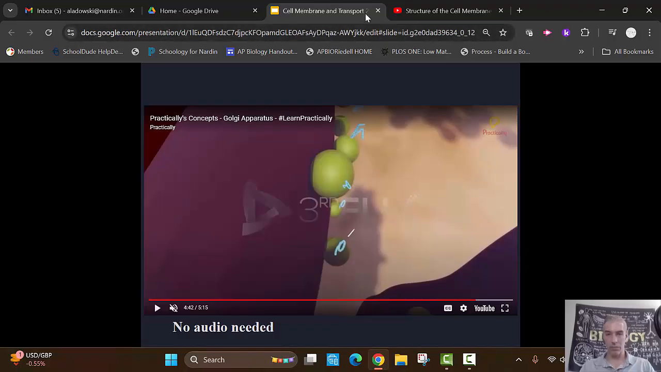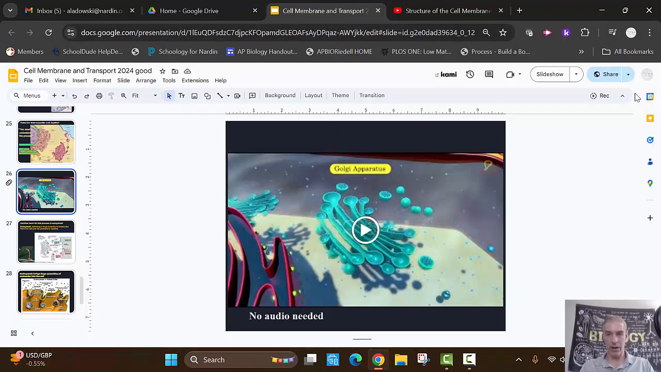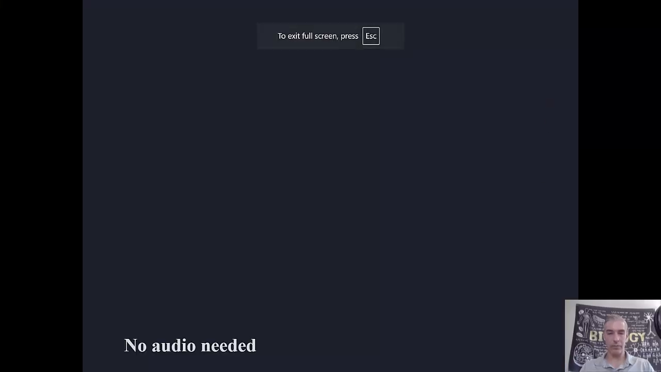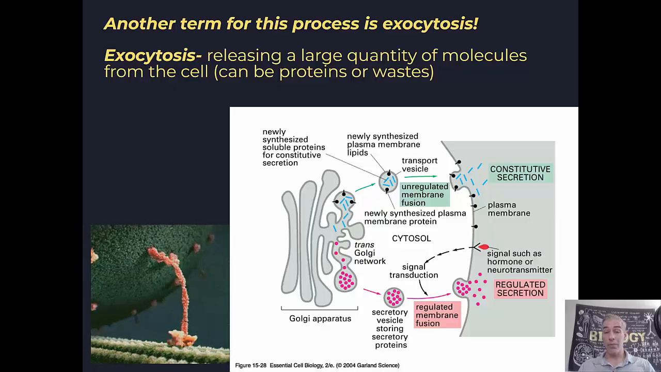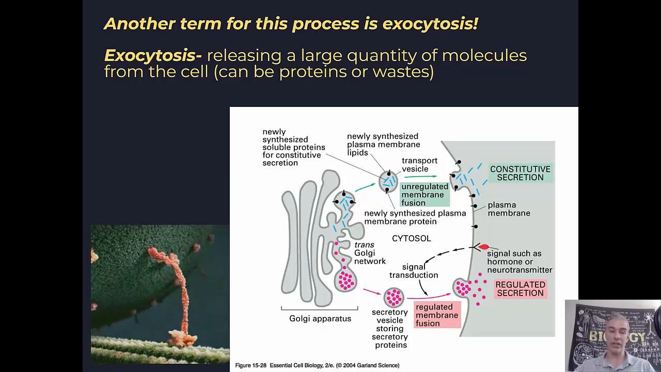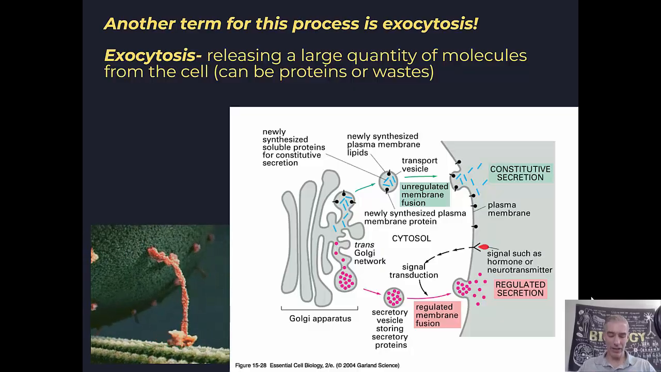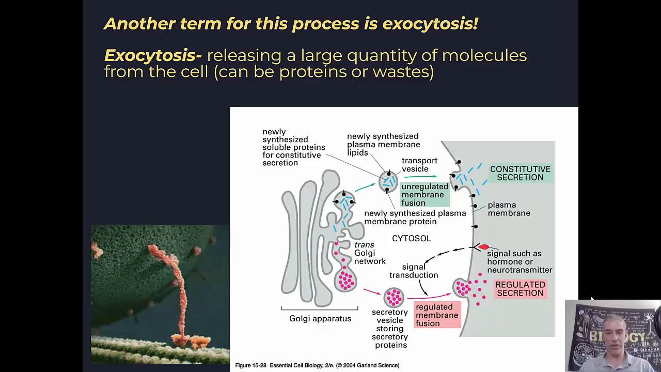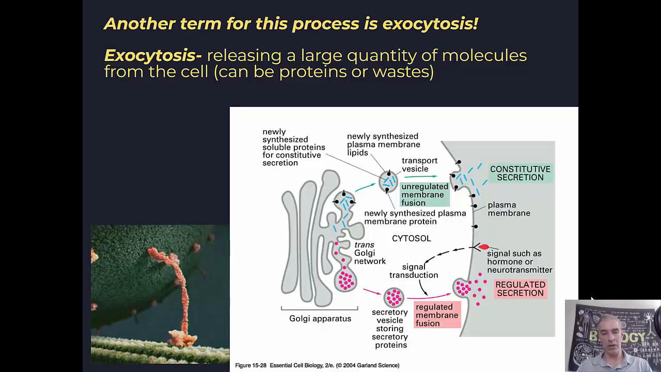Sorry, let's just go back into full screen mode here. Okay. Another term for the process of getting rid of mass quantities of stuff like this is called exocytosis. Exo, exit, cytosis, related to the cell, exiting the cell. And the way this happens, those vesicles are moving along and being pulled by special motor proteins called dynein and kinesin molecules.